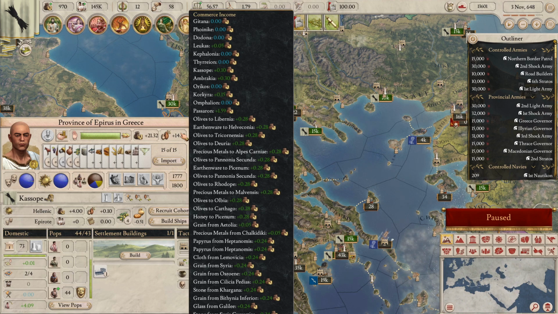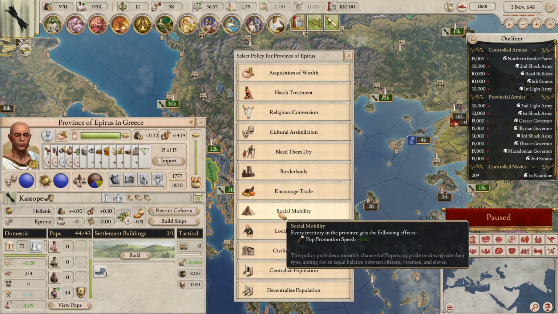You can see olives to Liburnia give 0.28 gold per month, earthenware to Helveconia provide an extra 0.28 gold per month, and so on. The social mobility policy increases the speed at which POPs promote. I will not go into major detail on POP promotion mechanics here because I already go over it in detail in the Cicero tutorial I made. If you want to see that video, just go to my channel page and check it out if you want more info on POP promotion.